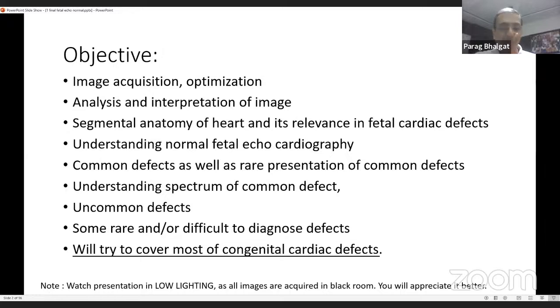I would request you to observe this presentation in low light, because all these images I have taken in the echo room, in a dark room. So you will appreciate their anatomy better if you see them in a dark room. So let's begin.